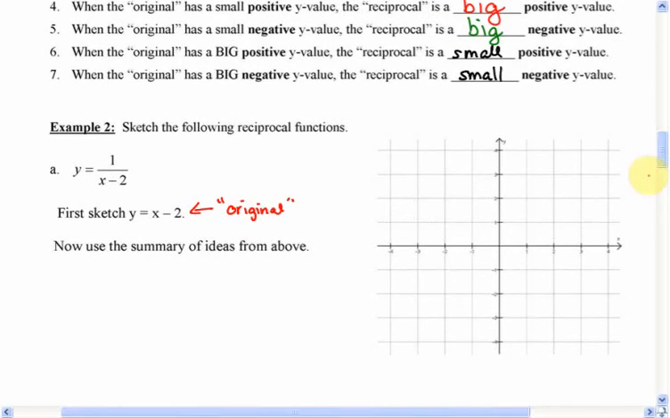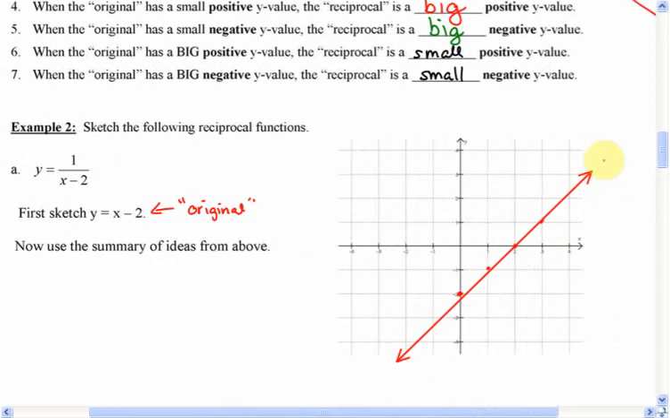What's the y-intercept for this one, dear friends? Come on. What happened to Math 10? Negative 2, yeah, and then the slope is 1, so go 1 to the right, 1 up, 1 to the right, 1 up, right? And then here's your line. Now, once again, this is your original function. That's not really what I want in the end.